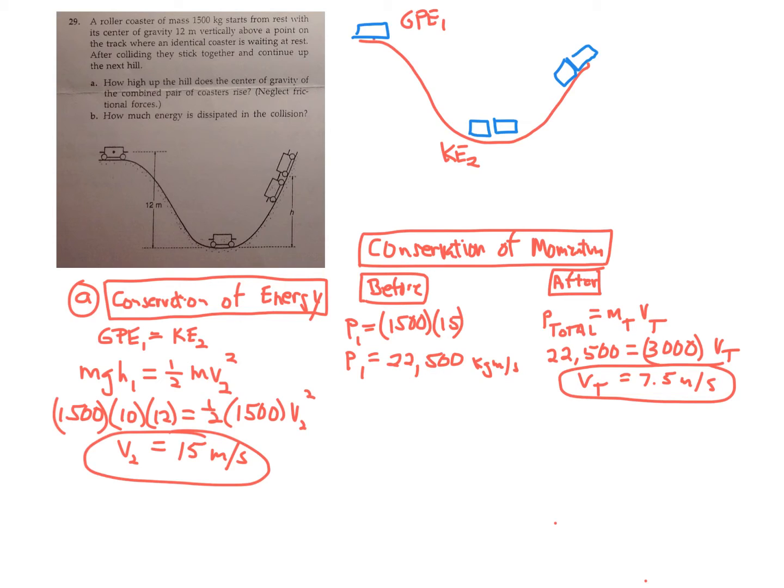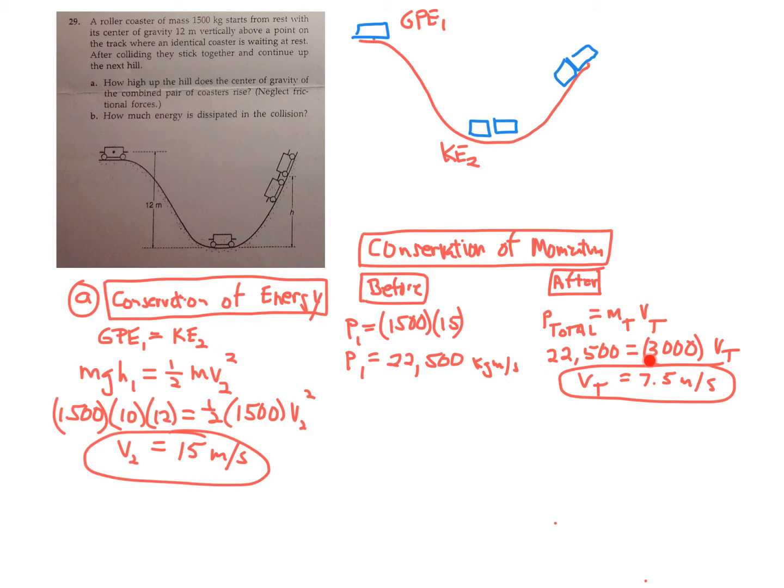Once again, there would have been a real fast shortcut here, because any time two cars of equal mass strike each other and stick together, the final velocity is just going to be half the original. So you could have taken a shortcut here on this one. But just to show you it in a very thorough manner, total momentum is 22,500 for the combined two cars, which are now then together 3,000 kilograms.